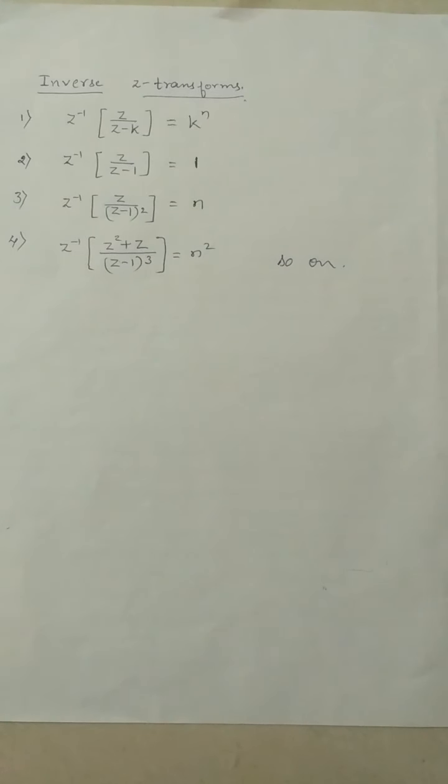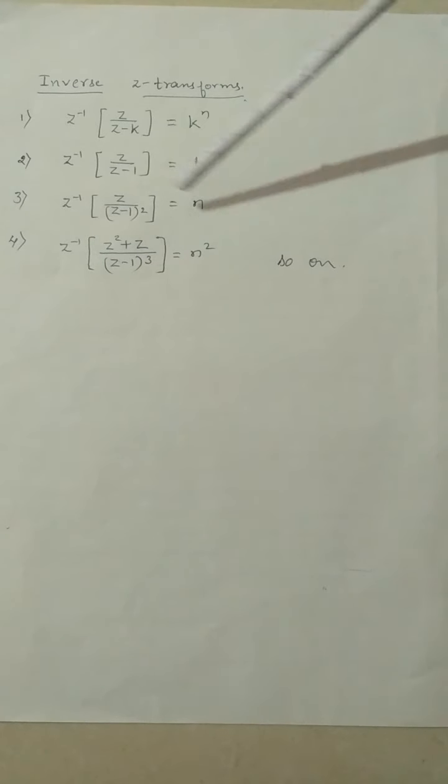Now let us start with the inverse transforms, inverse Z transforms. In inverse transforms, let us see some standard results. Already we have studied Z transform of k to the power n is Z upon Z minus k. So inverse transform of Z upon Z minus k is k to the power n. Similarly, Z transform of 1 is Z upon Z minus 1. So inverse transform of Z upon Z minus 1 is equal to 1.